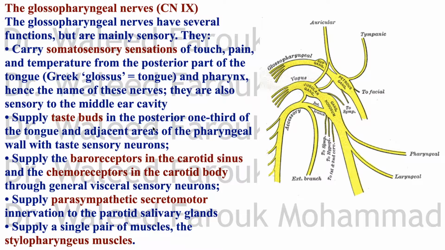Now we're done with the vestibulocochlear nerve. Let's go to the glossopharyngeal nerve, which is the 9th cranial nerve. The glossopharyngeal nerve has several functions.